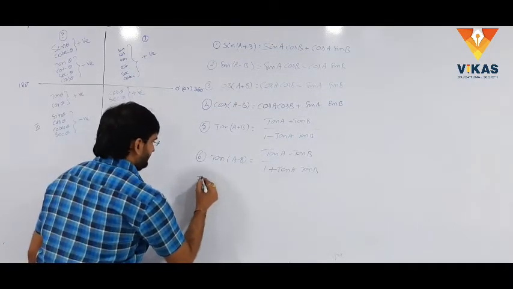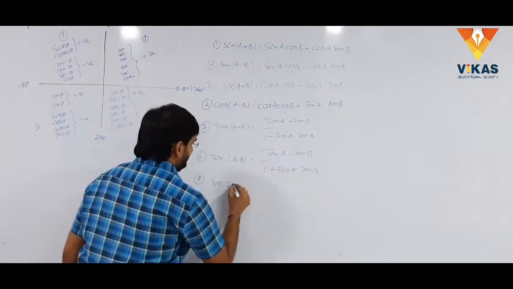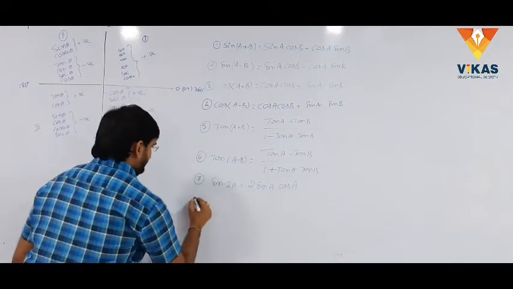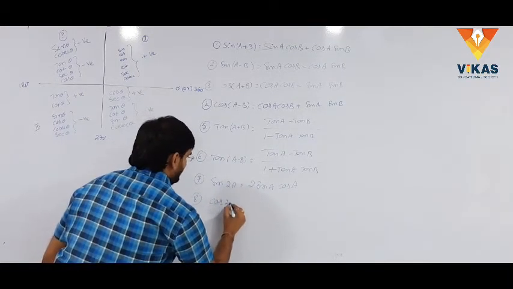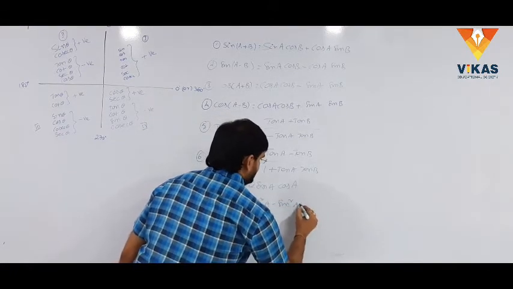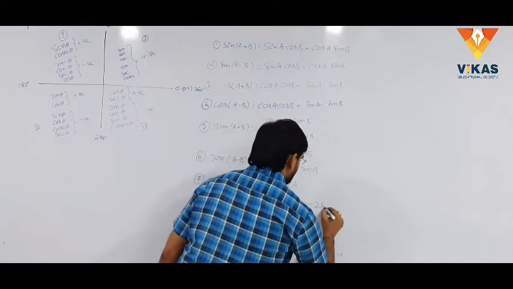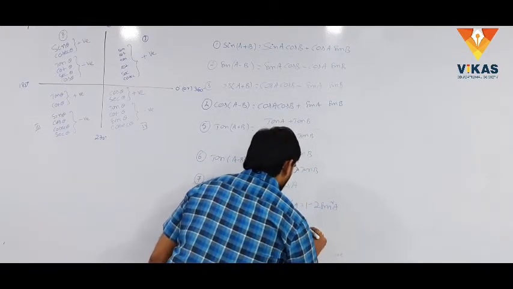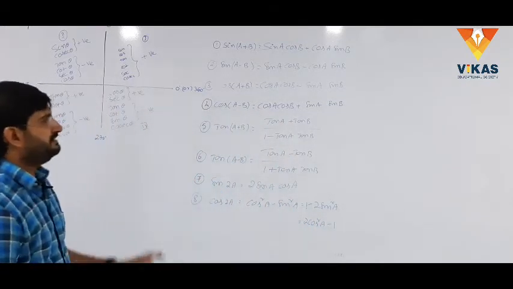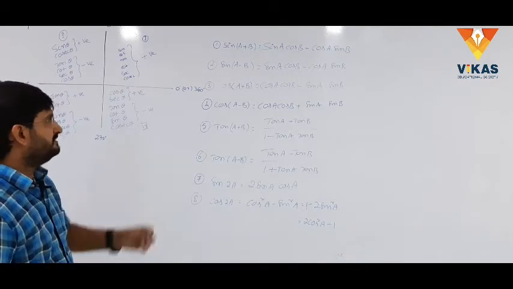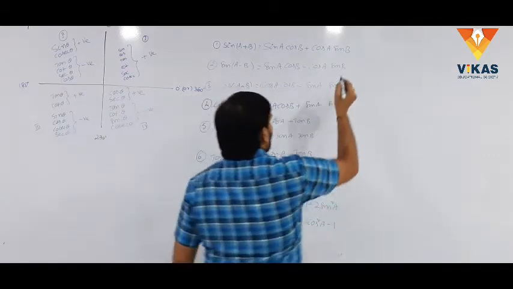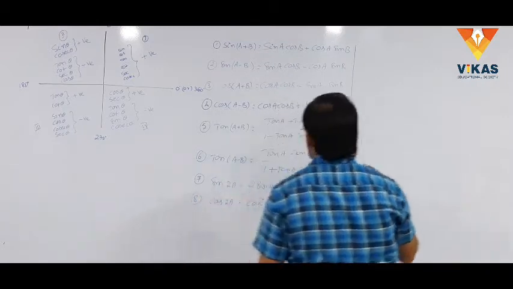Similarly, the seventh relation, sin 2A, can be written as 2 sin A cos A. Eighth relation, cos 2A, is nothing but cos square A minus sin square A, equal to 1 minus 2 sin square A, or 2 cos square A minus 1. These are the trigonometric formulas to apply to physics. A small example I will explain.